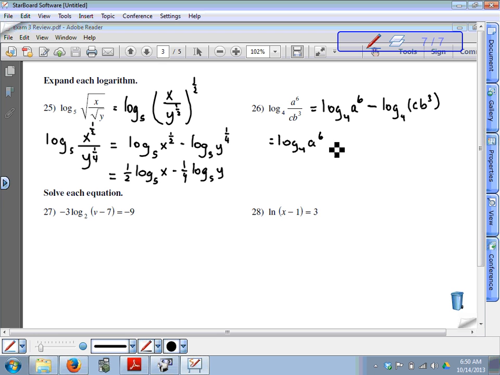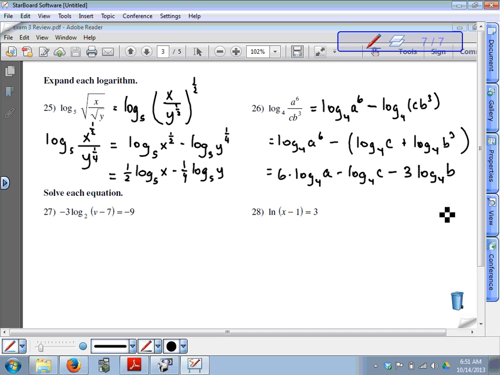So this is going to be log base 4 of a to the 6 minus, now expand the logarithm into two separate logarithms, log base 4 of c plus log base 4 of b to the 3rd. Now moving exponents down to the front and distributing the minus sign to get rid of parentheses, we're going to have 6 times log base 4 of a minus log base 4 of c minus 3 times the log base 4 of b.